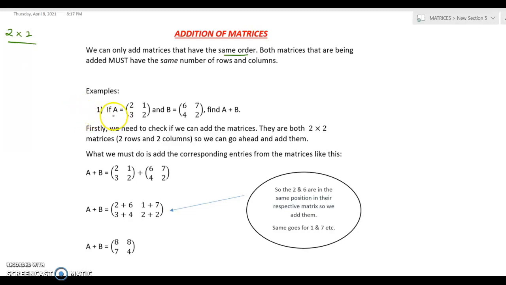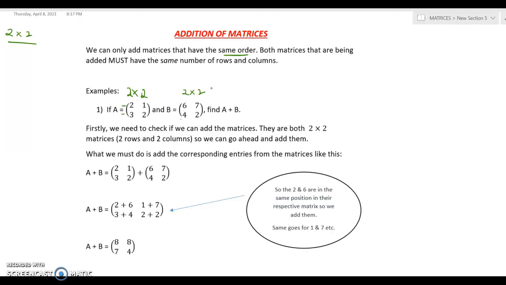So now we're looking at this. We have matrix A is 2, 1, 3, 2, and matrix B is 6, 7, 4, 2. We want to find A plus B, right? So firstly, we have to check and see if we could add the matrices, make sure they have the same order. Matrix A is 2 rows, 2 columns. So this is a 2 by 2. And matrix B, same thing, 2 rows and 2 columns. So it's also a 2 by 2. So we can go ahead and add them, right?